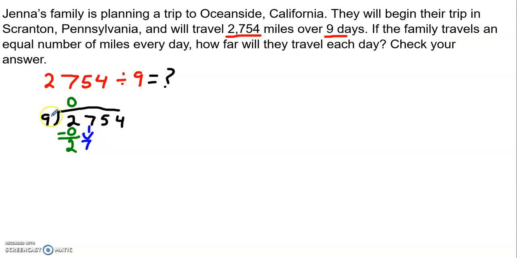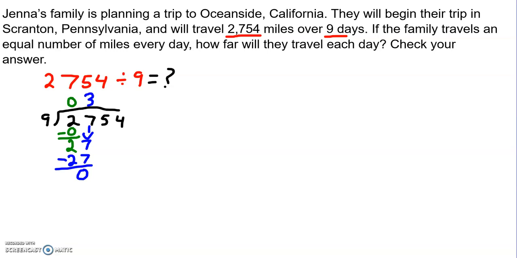Now I say 9 goes into 27. How many times? Since 27 is larger than 9, I know 9 can go in it. And knowing my 9 multiplication table, I know that 9 goes into 27 3 times because 3 times 9 is 27. So I write the 3 above the 7, and then I subtract 27. 27 minus 27 is 0.